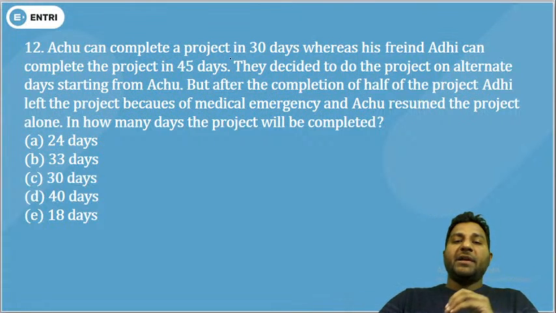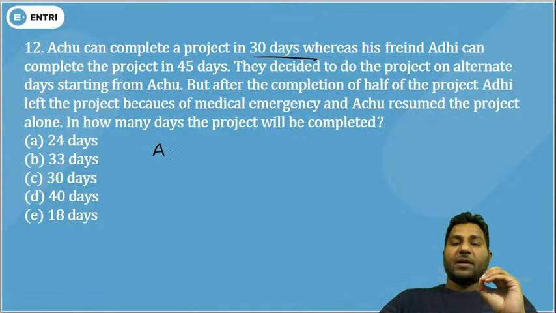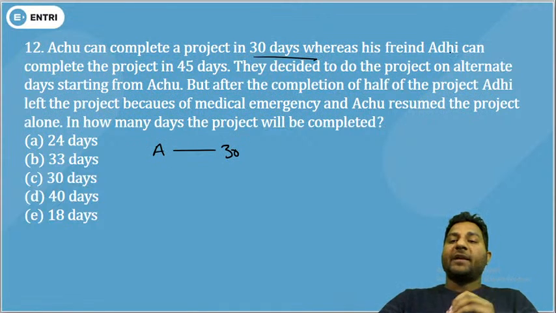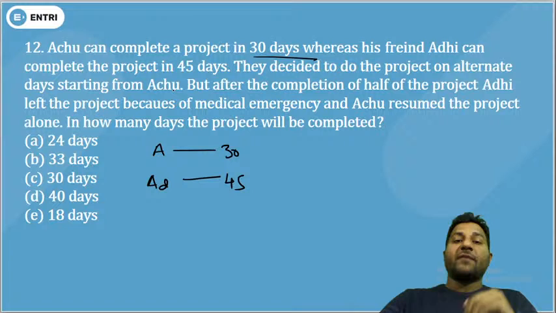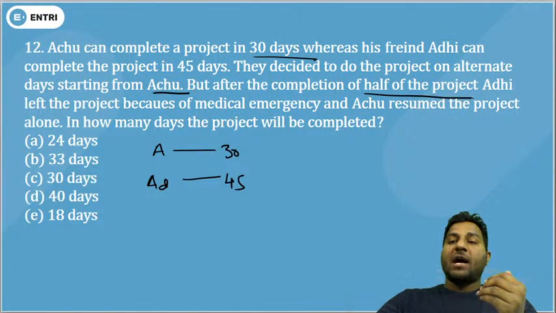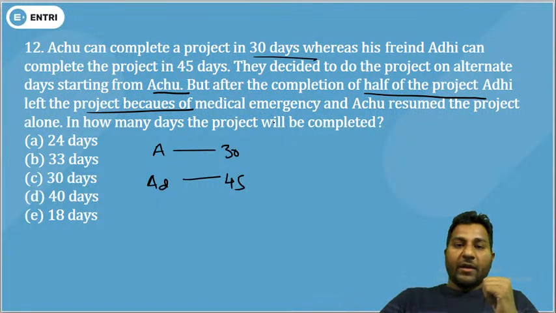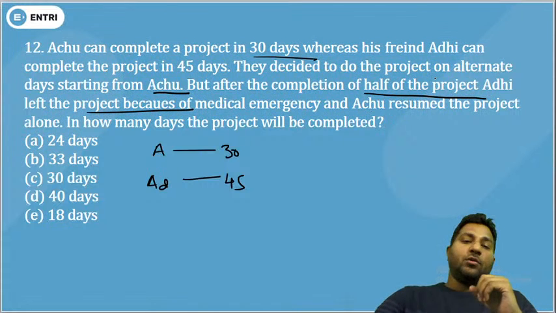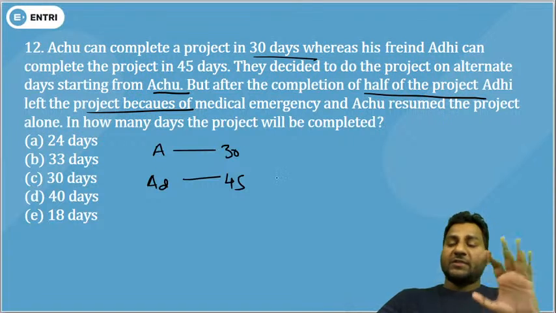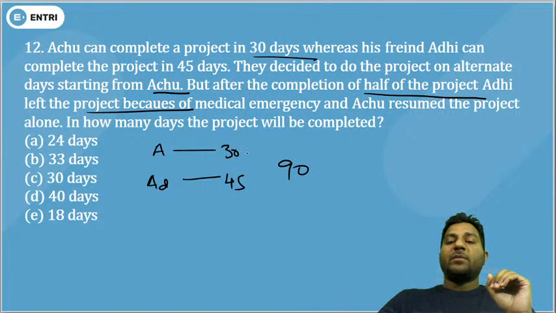Achu can complete the project in 30 days, whereas his friend Adhi can complete the project in 45 days. They decided to do the project on alternate days starting from Achu. But after the completion of half the project, Adhi left the project because of a medical emergency. And Achu resumed the project alone. In how many days will the project be completed? So it's an interesting question. LCM will be 90, so efficiency will be 3 and 2.